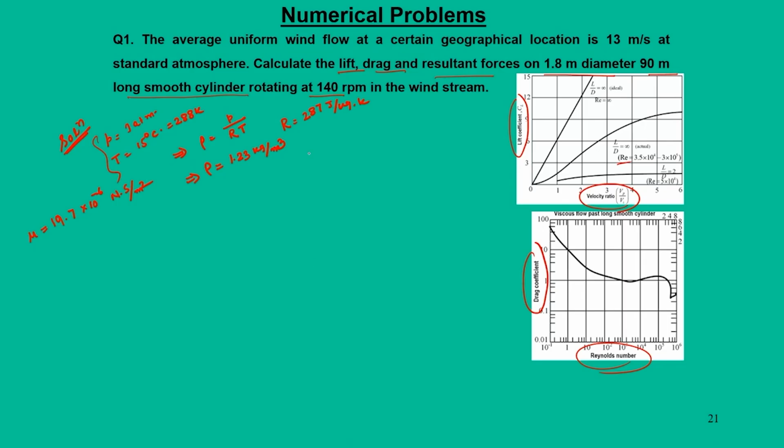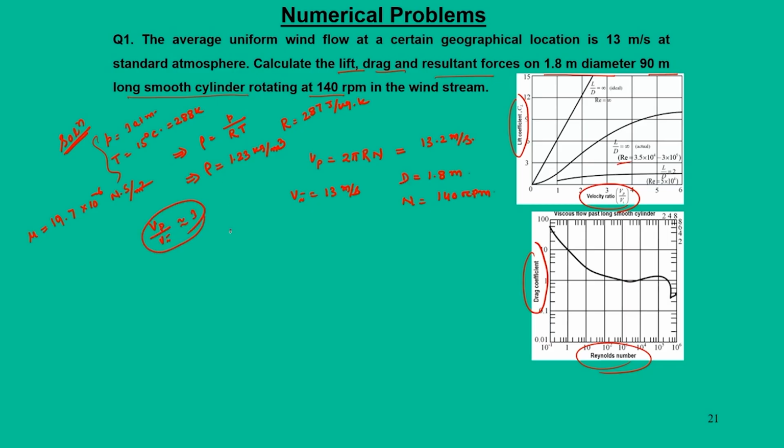So, first thing we need to find out is Vp, that is peripheral velocity, twice pi r into n, and d is in this case 1.8 meter and n is 140 rpm. So, through this we can get Vp as 13.2 meter per second. We have been given Vi as 13 meter per second. So, you can see that the Vp by Vi ratio is approximately 1.